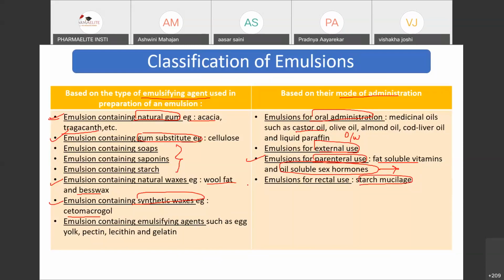Now, when it comes to enemas, this is what I want to tell. Be specific. Only natural gum acacia and tragacanth is important. Why that also? That we'll see in the next slide. There is that specific ratio of 4:2:1 for fixed oils, volatile oils and all. That's why you need to know this. Emulsions containing gum substitute, yes, with regards to your cellulosics, and emulsions with regards to your natural waxes and synthetic waxes. There is no need of going into detail with other parts. So just go tick here, just be specific to that. No need to go in detail with all of them. Clear enough?